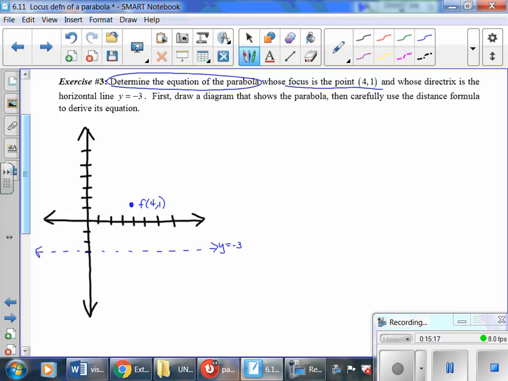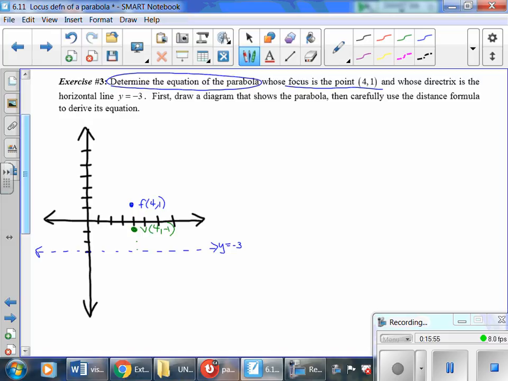All right, and then it says first draw a diagram. So that's what I always do. That shows the parabola. Then carefully use the distance formula to derive the equation, just like we did in the last one. Remember, this one also is going to open up because it's going to wrap around the focus. So if I look here, from my directrix, I have 1, 2, 3, 4 units up from one to the other. So that means that my vertex has to be here. So the vertex is 4, negative 1.